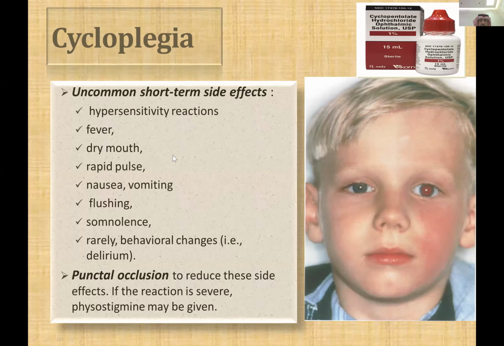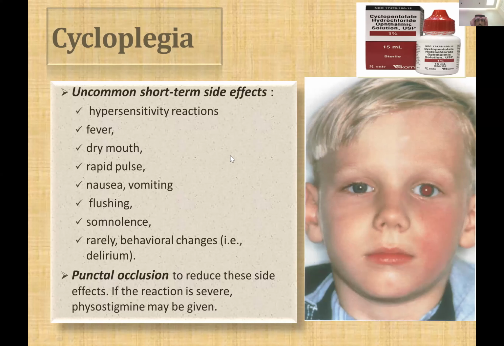We don't need to forget that there are side effects and sensitivity or allergy. It's listed here, no need to go through it. If you have a susceptible child and you think he might have an allergy to the cycloplegic, it is better to do punctal occlusion. And in some cases, if the reaction is severe, you may need to use physostigmine as an antidote.